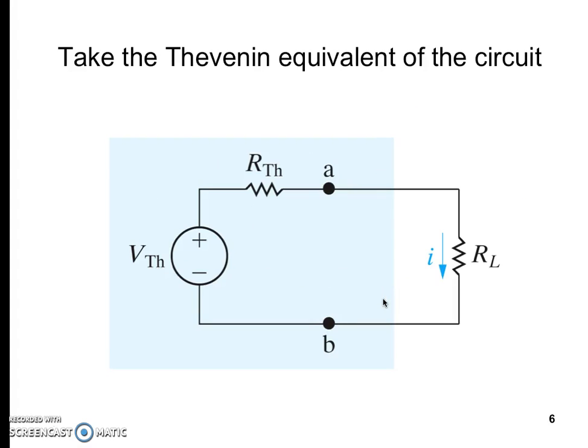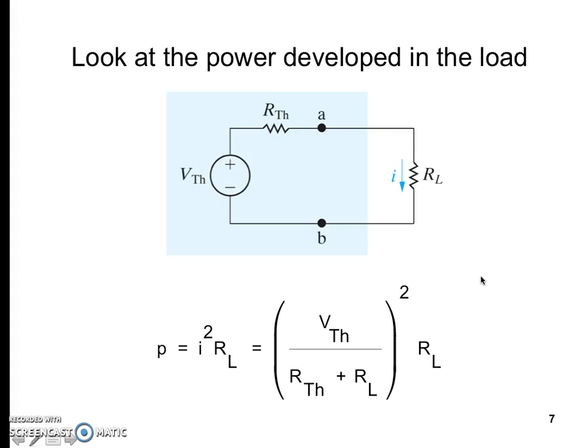Resistive network containing independent and dependent sources. Okay. Now let us take the Thevenin equivalent circuit of this. This will be your VTH, RTH, the two terminals, and this is the RL. Now look at the power developed in the load. Your P will be what? It will be I square RL, which is equal to VTH by RTH plus RL, this is the I part, squared, into RL.